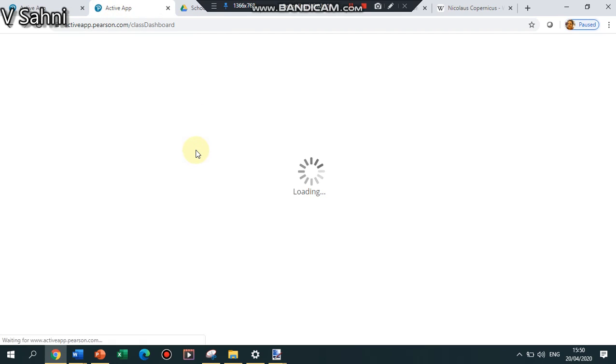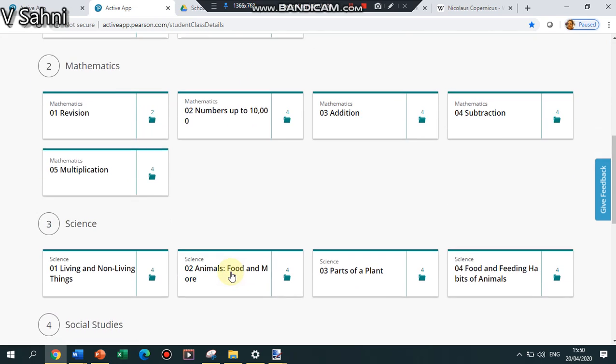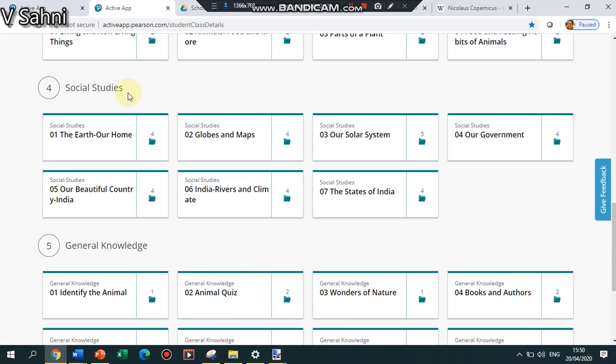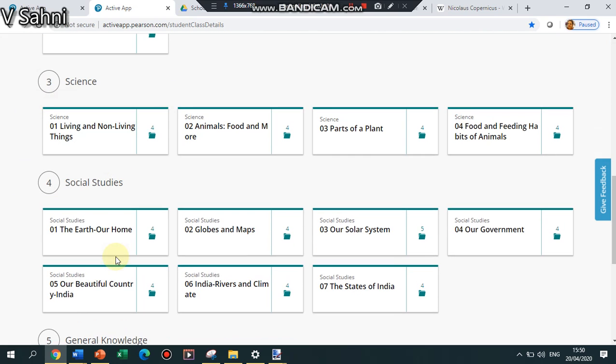See, in the textbook, this textbook has both science and EVS separate. All right, just a second. See here. Now here you have science and social studies. All right. So we have selected a few chapters from both of them. We are not going to do all the chapters. So we have completed with living and non-living, and we have completed with parts of the plant. So now I'm going to start with chapter number 1, Earth, our home.